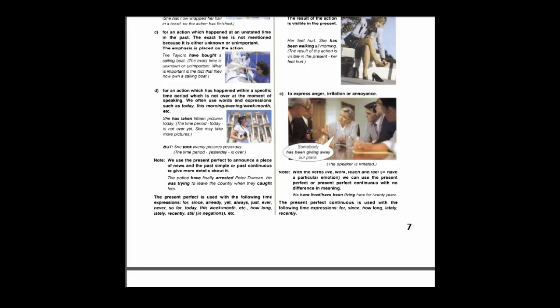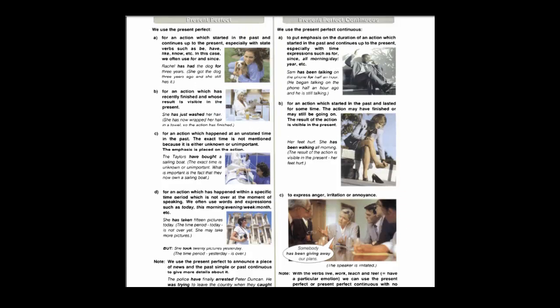The next use is to express anger, irritation, or annoyance. For example, somebody has been giving away our plans. That sentence expresses irritation or anger, and it is in the present perfect continuous because the plans have been given away for some period of time. Also, we use the present perfect continuous with the time expressions for and since. Also, we can use how long, lately, and recently.